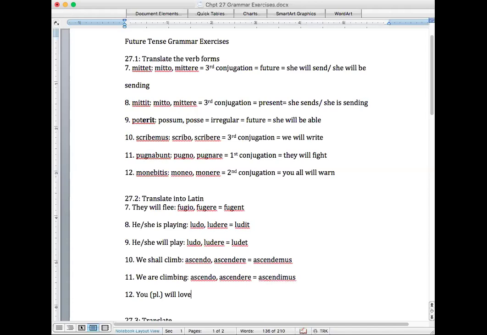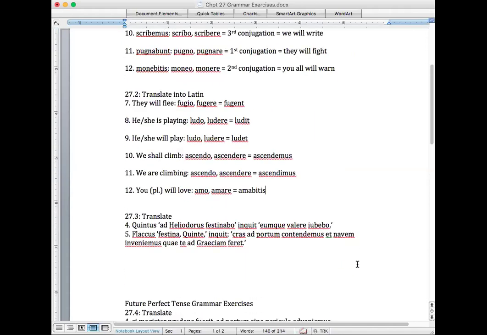Ascendimus. And then you will love, we've got amo, amare, which is first conjugation. And you plural, we've got amabitis. So the ama is the stem, the bi makes it future, the tis makes it you all.